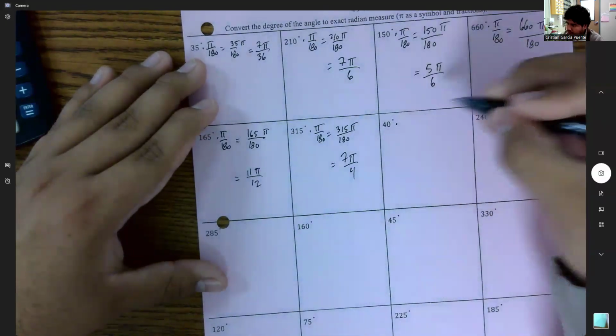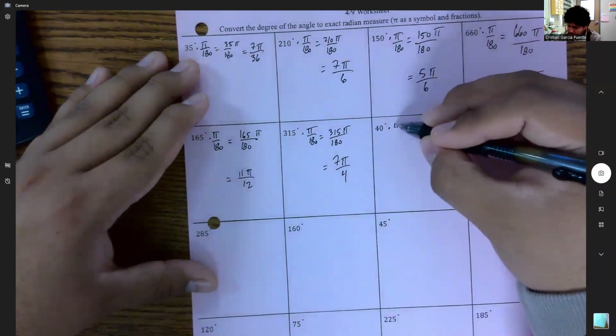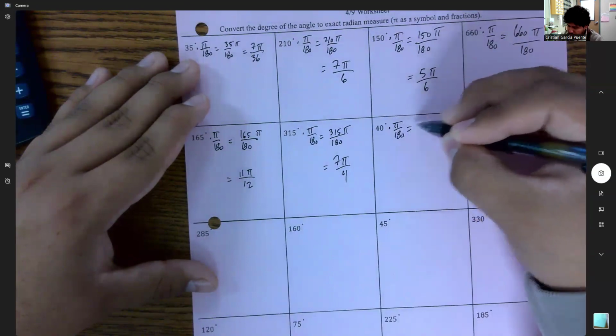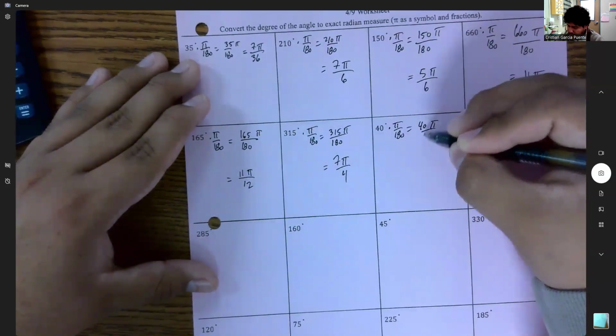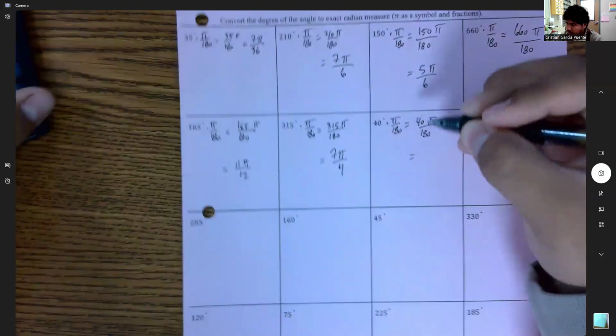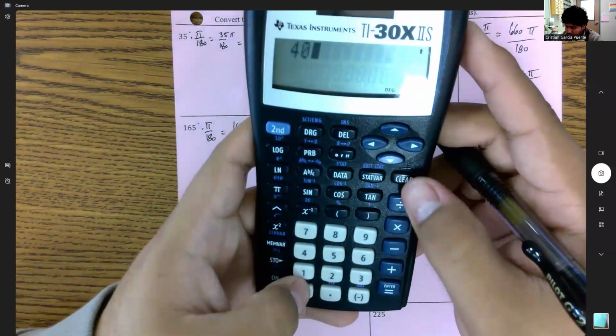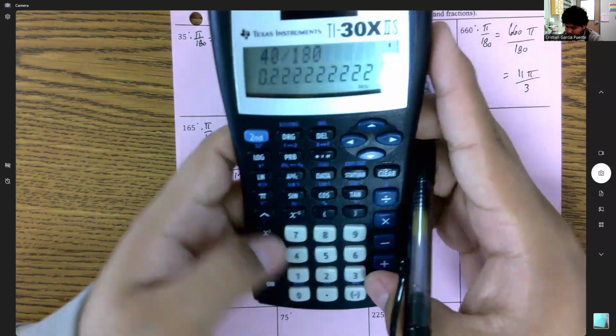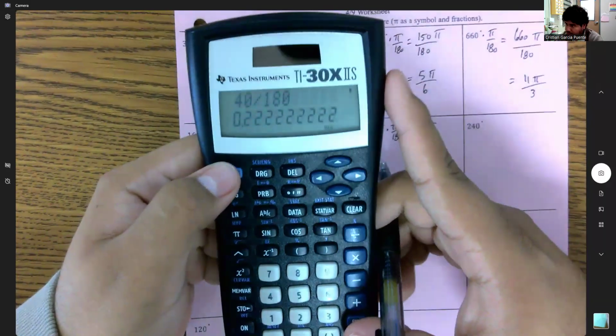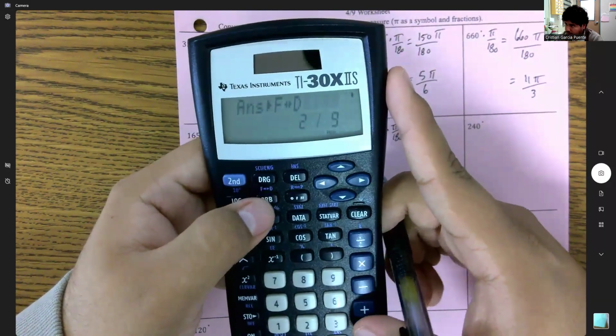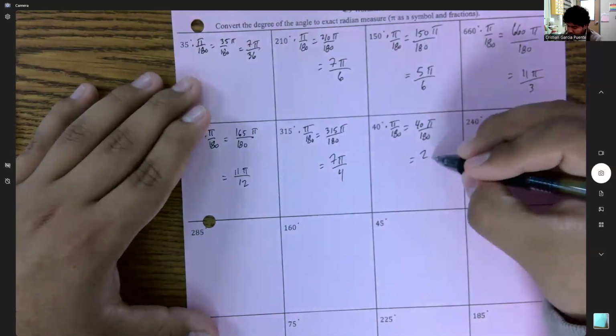And then again, next one, same thing. Times it by pi over 180. That gives you 40 pi over 180. And now you just put it in your calculator. So 40 divided by 180. And then to change from decimal to fraction, we do second PRB. And that gives us 2 over 9. So it's 2 pi over 9.